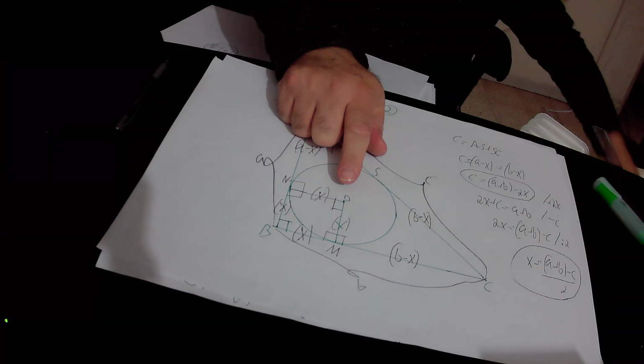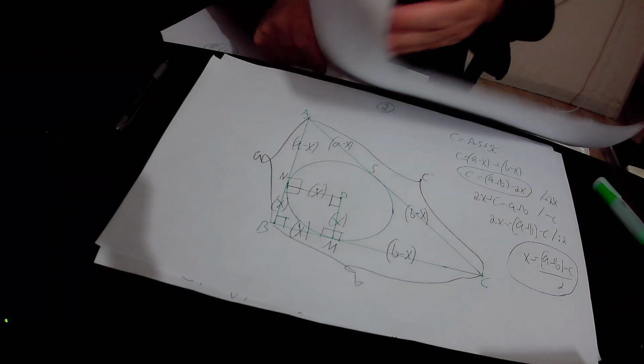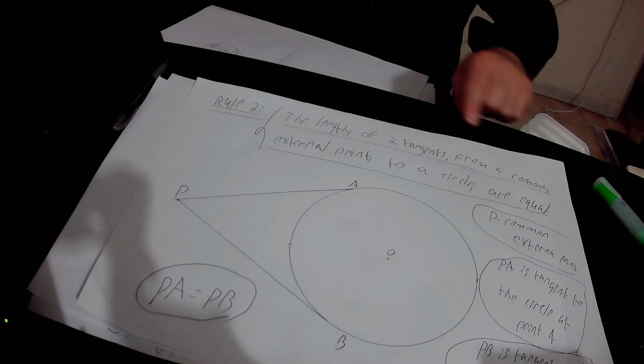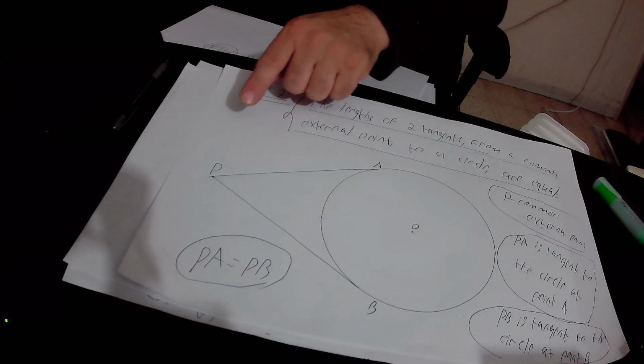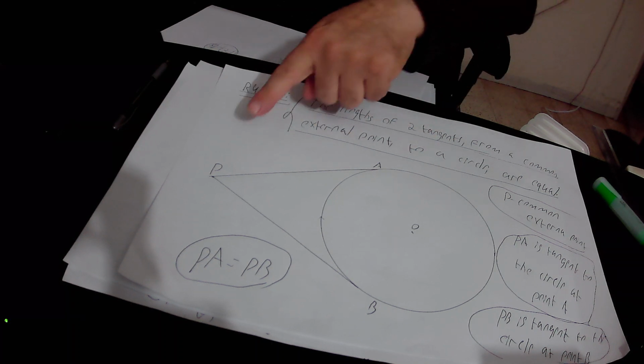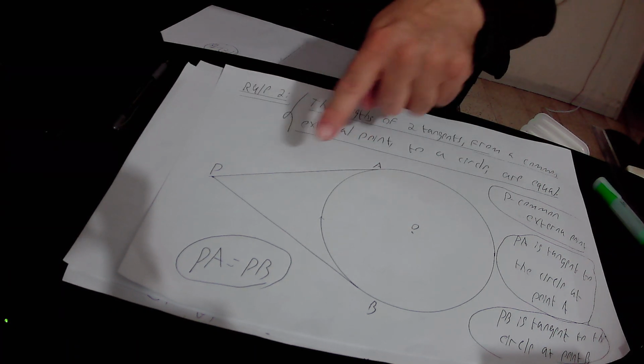Then I presented to you rule number 2. According to rule number 2, the lengths of two tangents from a common external point to a circle are equal. We have the common external point P. From the common external point P, we have two tangents to the circle, tangent PA and tangent PB. And according to rule number 2, they are equal to each other. That is to say, PA equals PB.